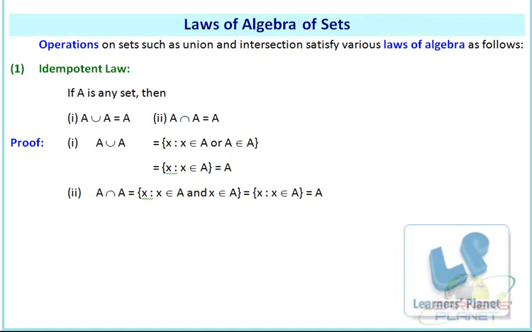Now friends, let's discuss laws of algebra of sets. Operations on sets such as union and intersection. Union and intersection I have already explained in the previous lecture, and they satisfy various laws of algebra. The first one is, if A is any set, then A union A is A and A intersection A is A. Obviously, all the elements of A will be there. This is set A, and this is also set A. If you have to find the union, all the elements of A are there in A, so A union A will be A and A intersection A will also be A.